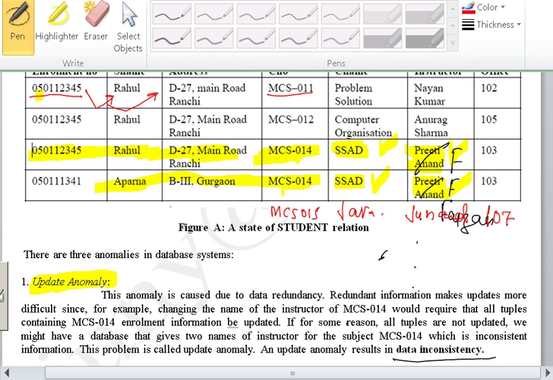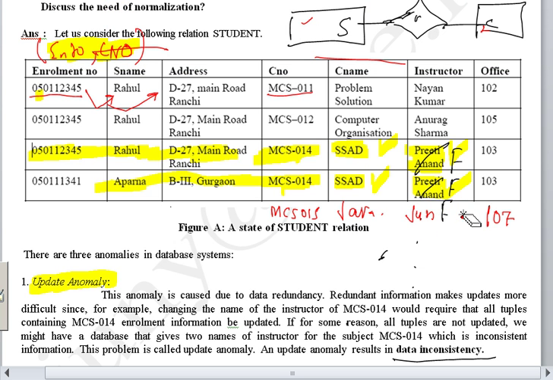Now, one second, let me move a bit to visualize it perfectly. Okay.